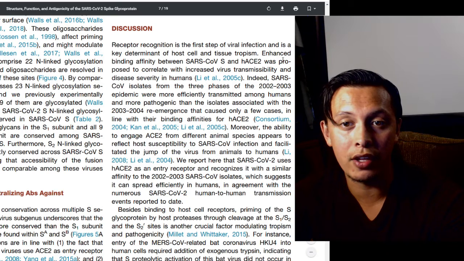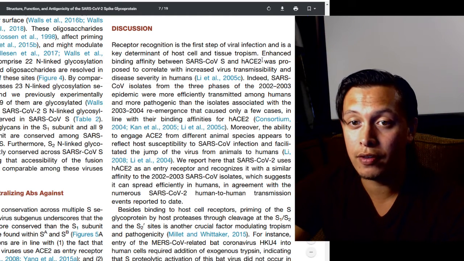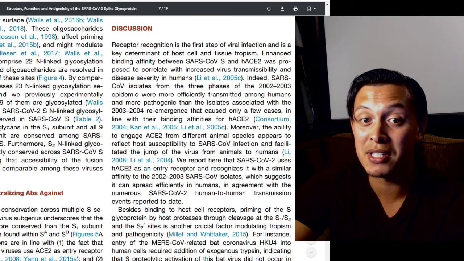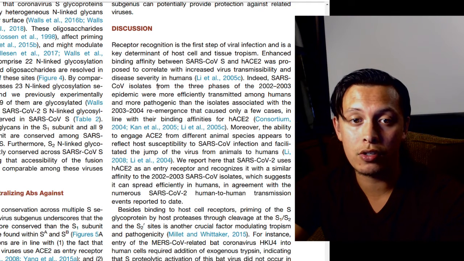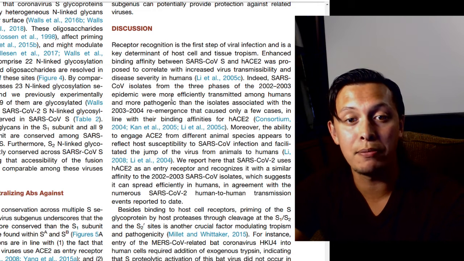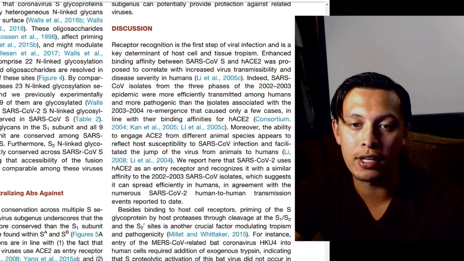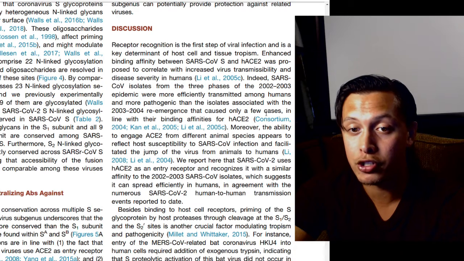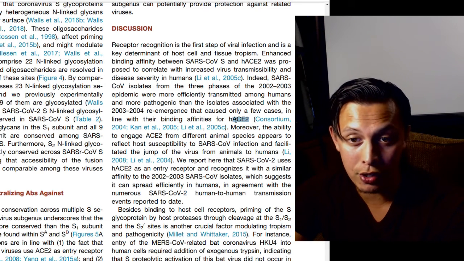determinant of host cell and tissue tropism. Enhanced binding affinity between SARS-CoV-S and human ACE2 was proposed to correlate with increased virus transmissibility and disease severity in humans. Indeed, SARS-CoV isolates from the 3 phases of the 2002 and 2003 epidemic were more efficiently transmitted among humans and more pathogenic than the isolates associated with the 2003-2004 reemergence that caused only a few cases in line with their binding affinities for hACE2.